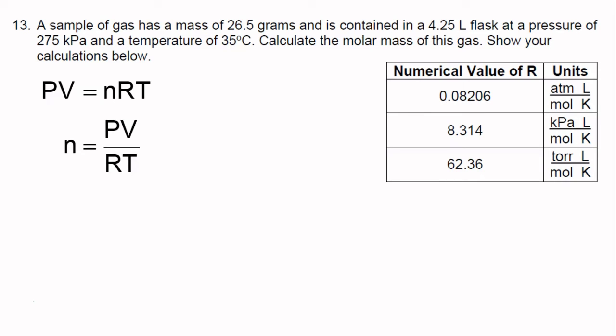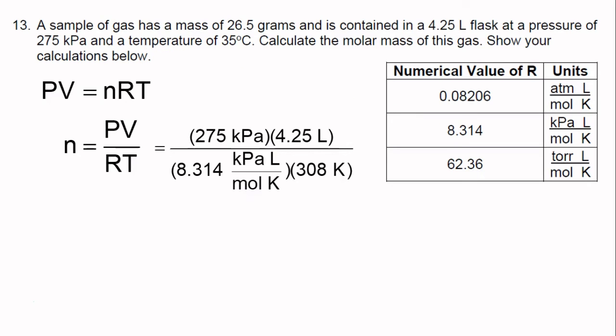Now the pressure is in kilopascals, so we'll use 8.314 for the ideal gas constant. We do have to convert 35 degrees Celsius into Kelvin by adding 273. So I have 308 Kelvin. And if we do this math to get moles, 0.4564. I didn't round off the final answer yet.